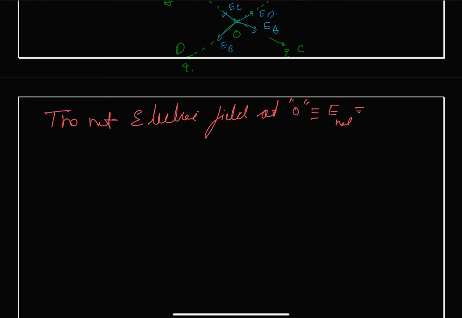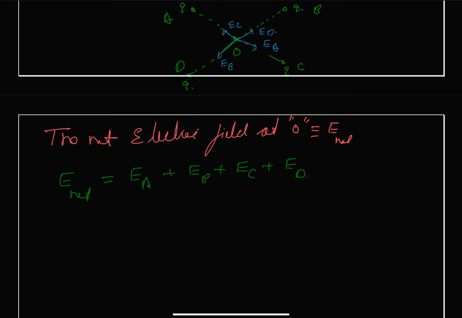electric field due to A plus electric field due to B. Let me write it. This is our E net, will be equal to electric field due to A plus electric field due to B plus electric field due to C and plus electric field due to charge at D. But they are equal and opposite to each other.